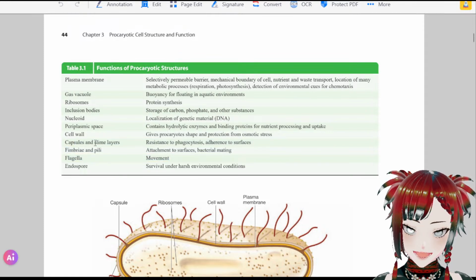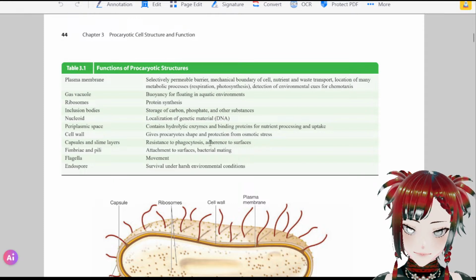Capsules are actually pretty common, seen in bacteria that are pathogenic. Well, of course it is seen in the bacteria that are non-pathogenic as well, but the bacteria that have a capsule around them and are pathogenic are very hard to treat because they are quite resistant to the host mechanism of immunity. It also causes resistance to phagocytosis, meaning getting eaten by the macrophages or any kind of immune cells in our body. They are resistant to that, and adherence to surface.